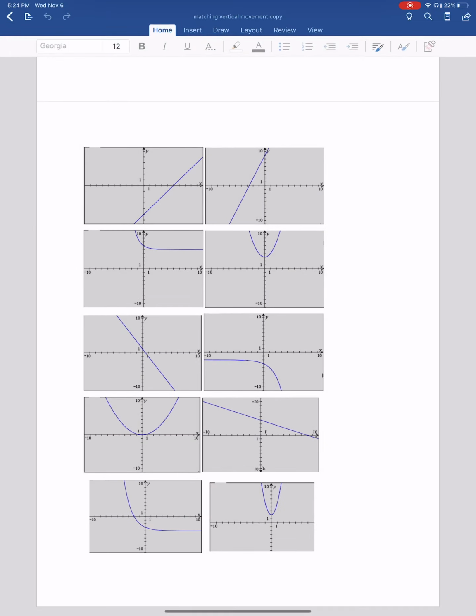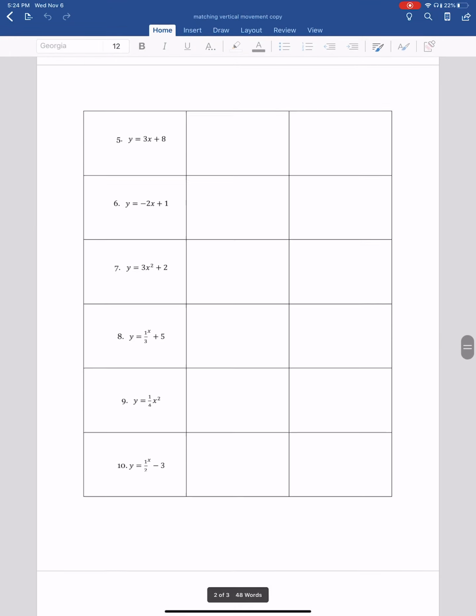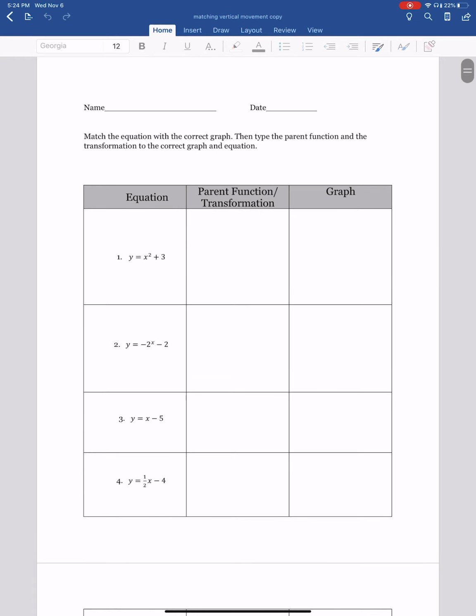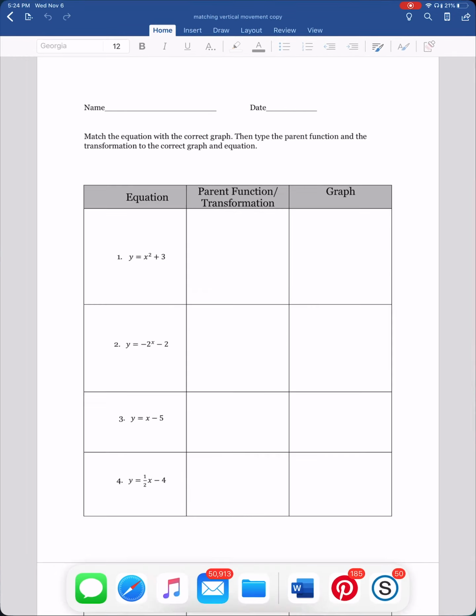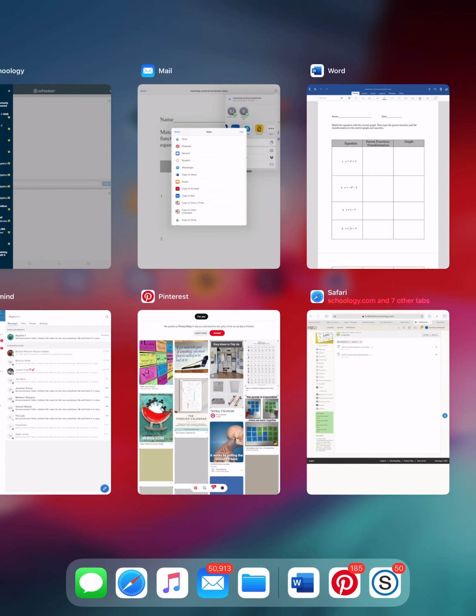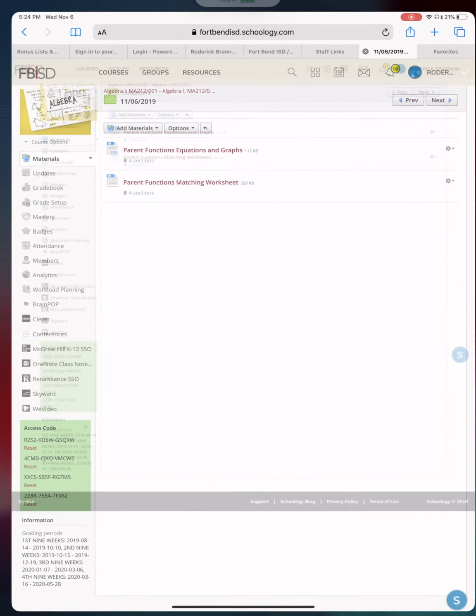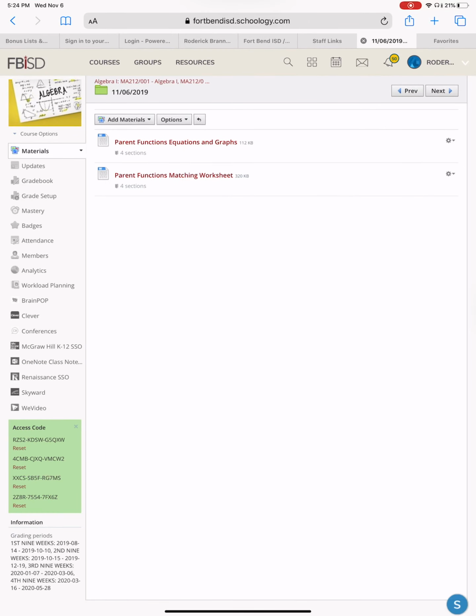Okay, so what we're gonna do is match the equation with the correct graph. So how are we gonna do that? Well, that means that we have to graph the equation. So how are we gonna graph the equation? We go to desmos.com. I told y'all about it in class.